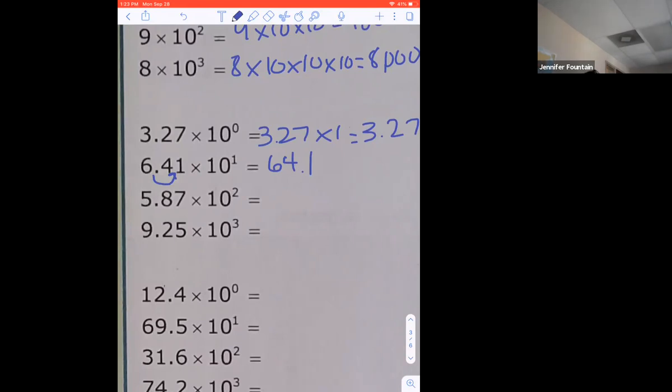5.87 times 10 to the second means I move my decimal 2 places to the right. So I have 587. 9.25 times 10 to the third means I move my decimal 1, 2, 3 places to the right. I've got to add in a 0, so I end up with 9,250.